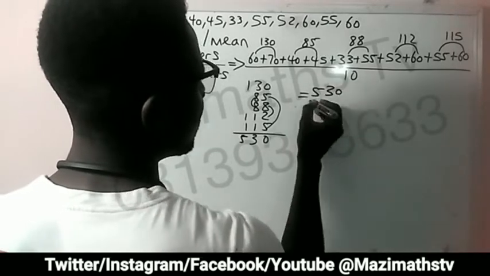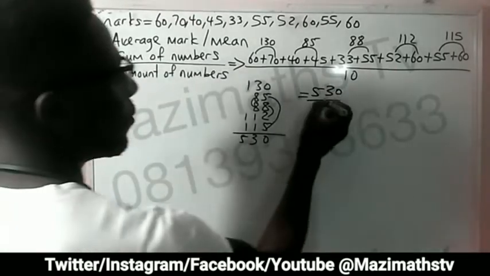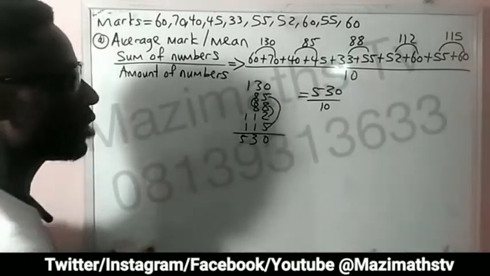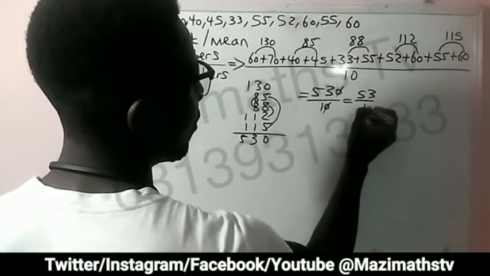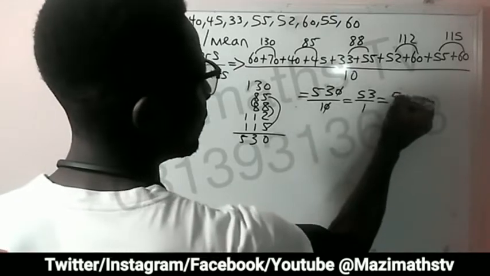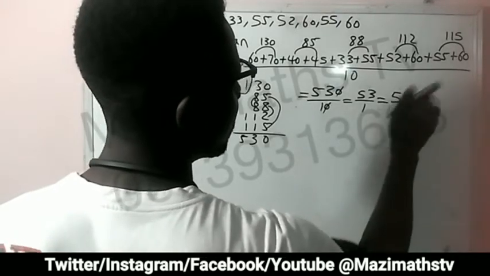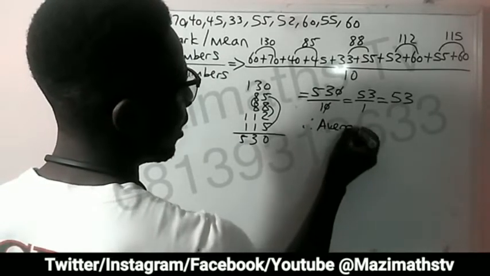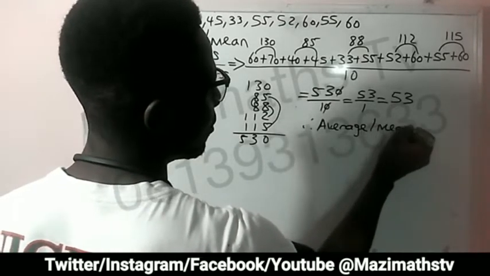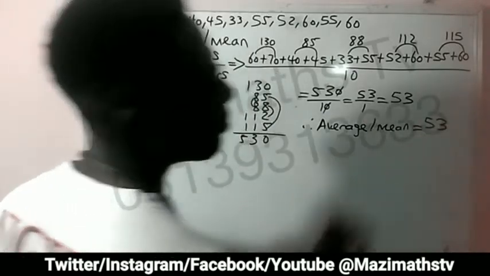The sum is 530, so it's 530 over 10. Now you divide. This 0 cancels this 0, so you are left with 53 over 1. 53 divided by 1 is 53. So therefore, the average or mean is equal to 53.